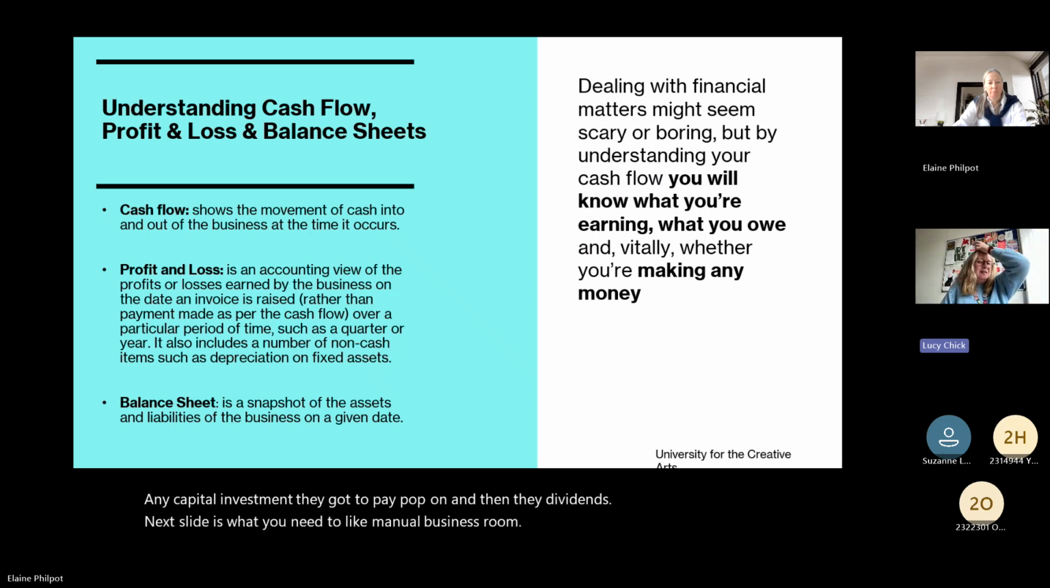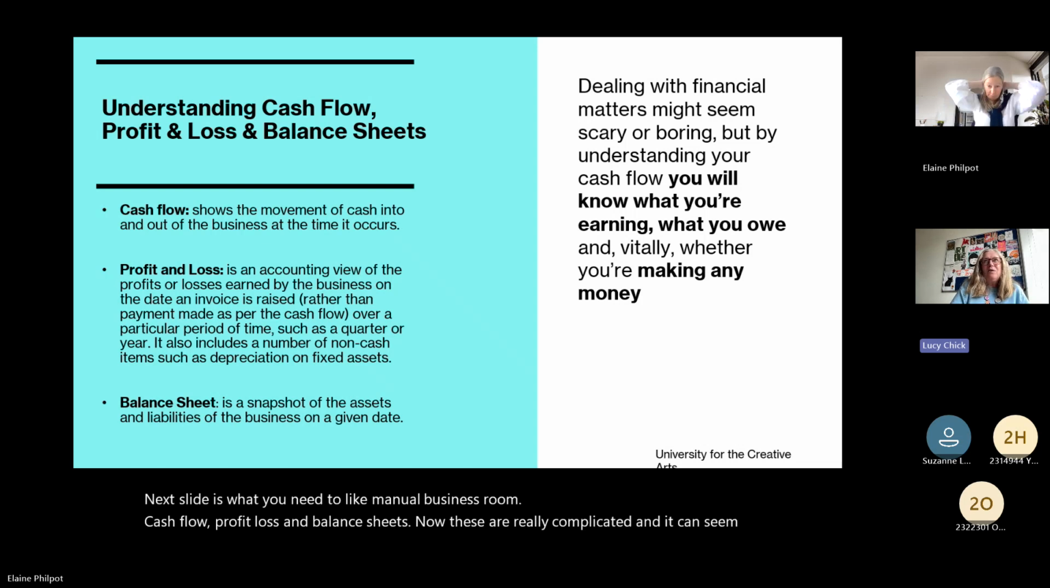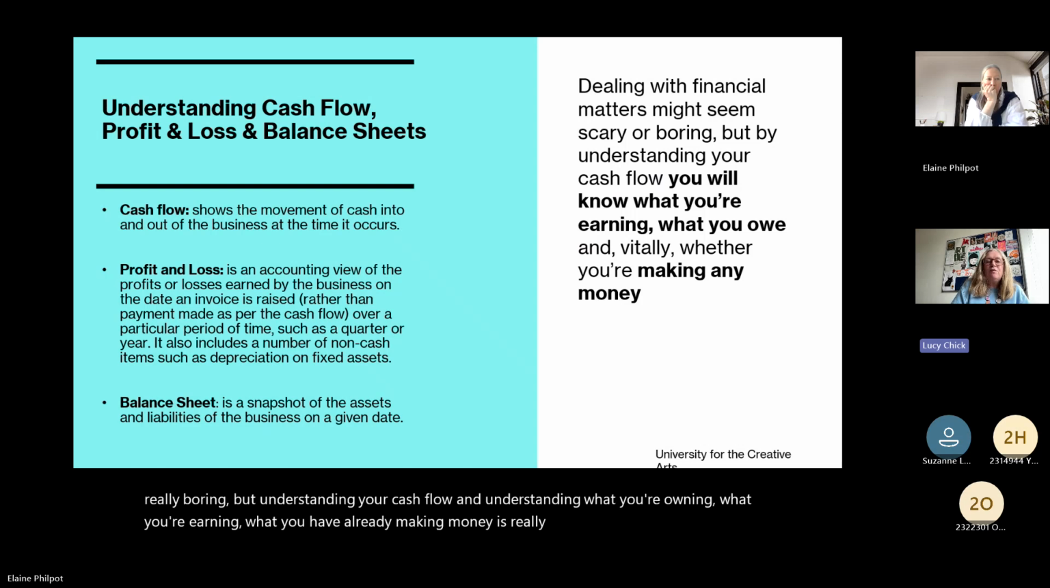So helping you to understand cash flow, profit and loss, and balance sheets. Now, these are really complicated. People get really, really worried, and it can seem really boring, but understanding your cash flow and understanding what you're owning, what you're earning, what you owe, and whether you're making money is really important.